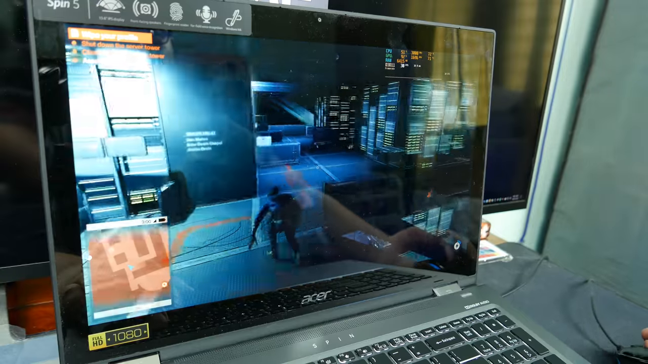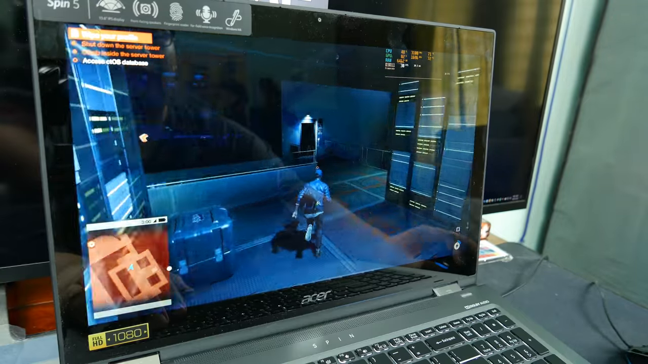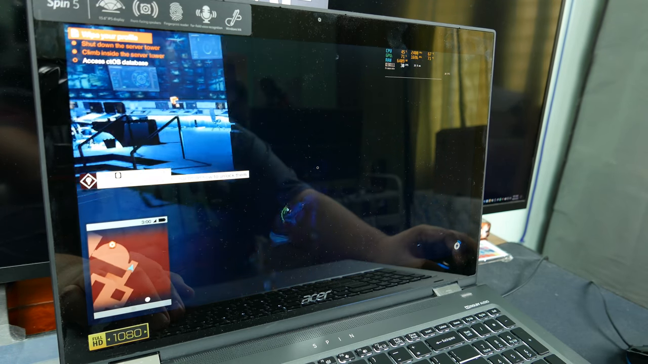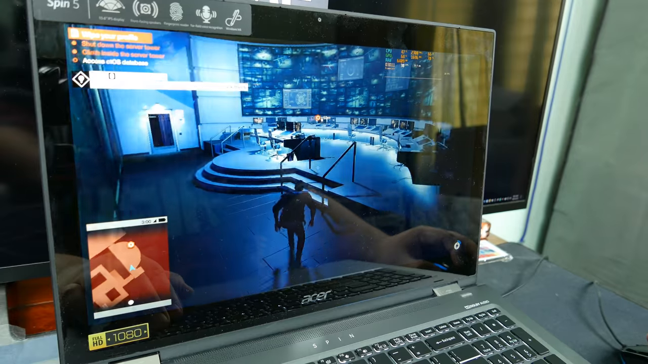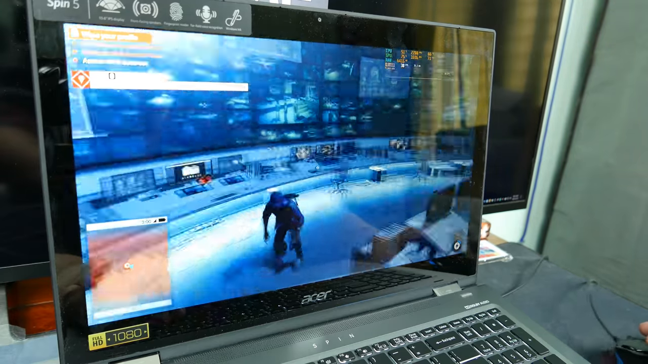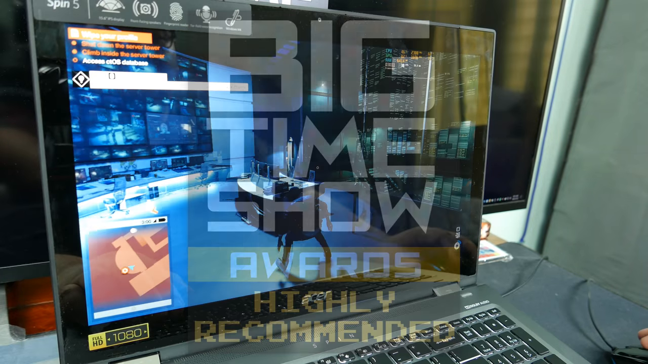The gamers who have to wear a suit to the office, or the gamer who needs a slimmer device to plop on an airplane tray and watch a movie. Funny enough, that's exactly the niche we fall under ourselves. We just wish it was lighter. As it is one of a kind, we do have to give it a highly recommended award, but only for those looking for this specific set of features.